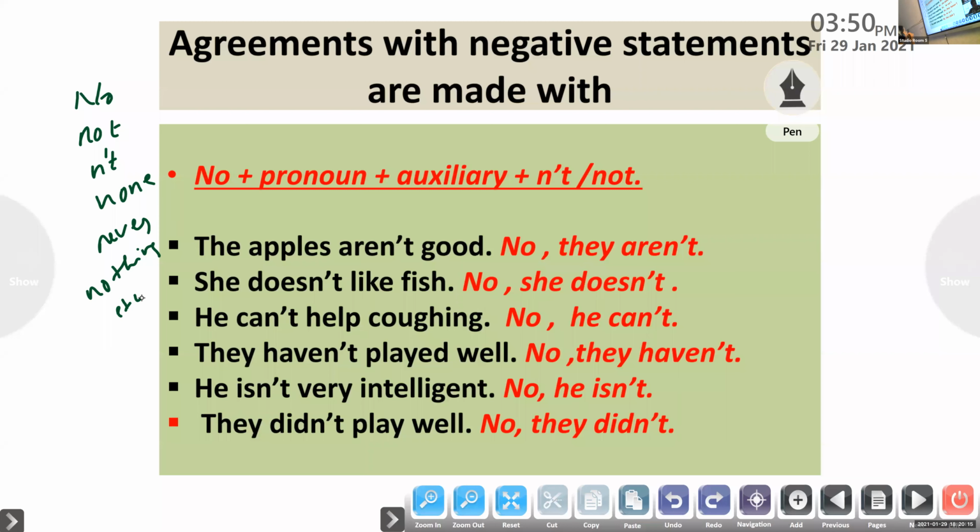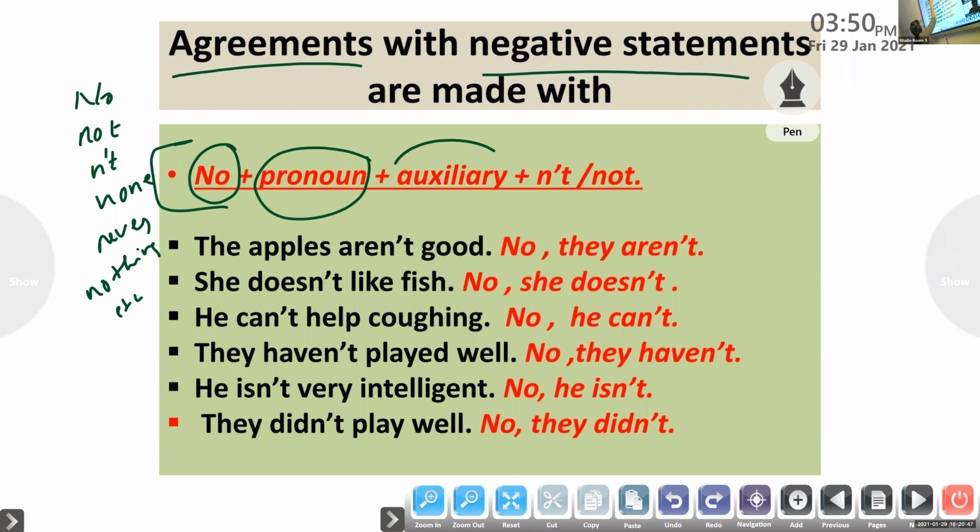Okay, so how to agree with a negative statement? See, now we have a formula here. You should follow this formula when you agree with the negative statement. The formula is no plus pronoun plus auxiliary plus n't or not. Let me repeat. You can agree with the negative statement starting with no, then pronoun, auxiliary verb, and also attach n't or not after the auxiliary verb.